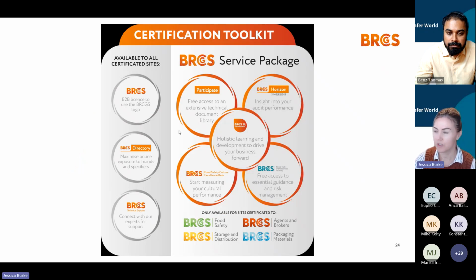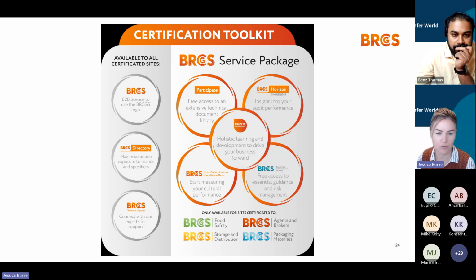Moving on to the certification toolkit, we thought it would be useful to spend a little bit of time on this, as there are quite a few really valuable resources for sites, and many of them are likely not aware of what's all available to them. So all sites basically get everything that's on the left-hand side of the infographic. So they get a license to use the BRCGS logo for business to business. They get access to the BRCGS directory, which maximizes their online exposure to brands and specifiers. And then, of course, they get unlimited technical support through our technical experts within the organization.